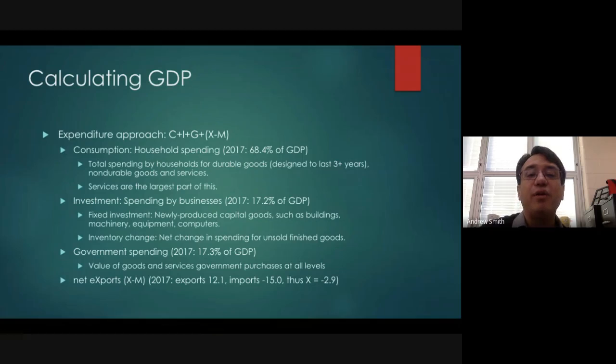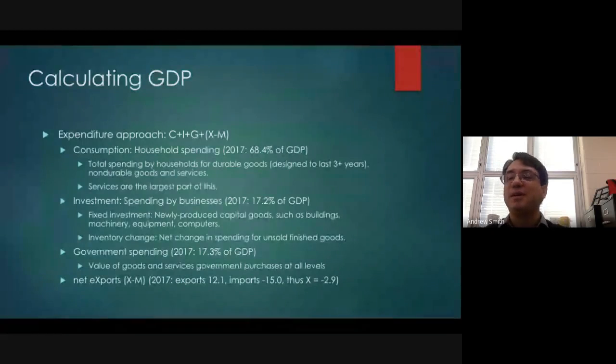So first things first, we have what we call the expenditure approach to GDP. And it's a very simple formula. C plus I plus G plus X, or X minus M, okay? That's all you need to know. C, I, G, X, okay? Consumption is C. That is household spending. That is all total spending by households on goods and services.